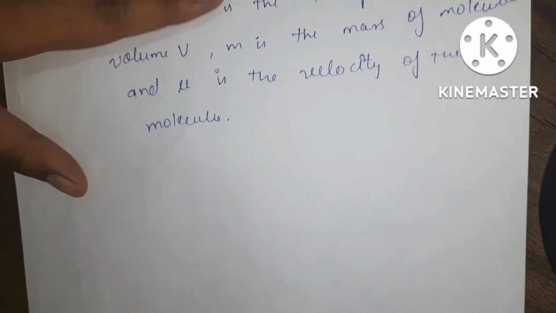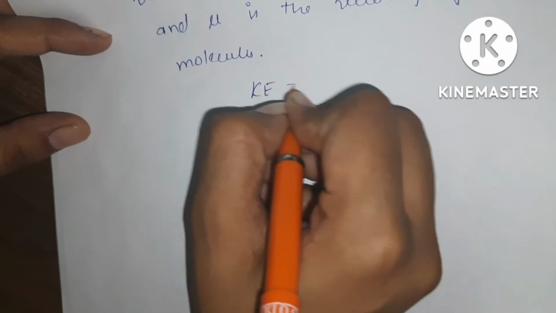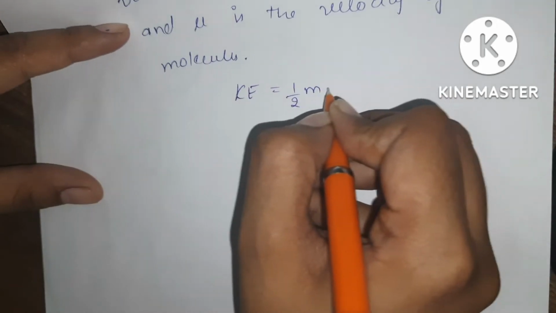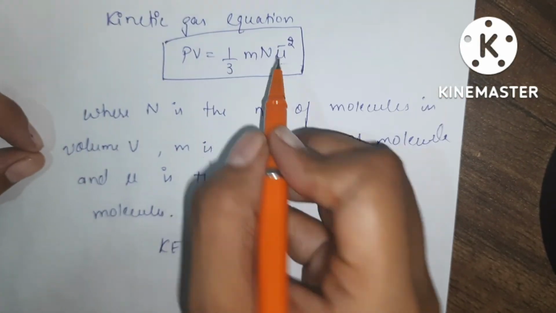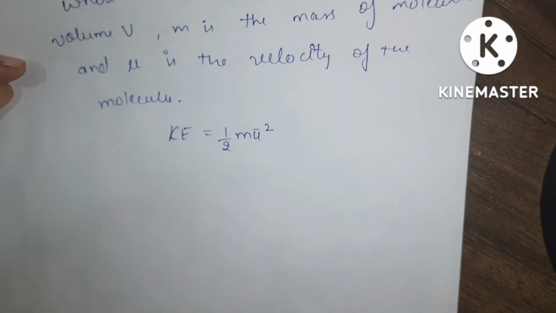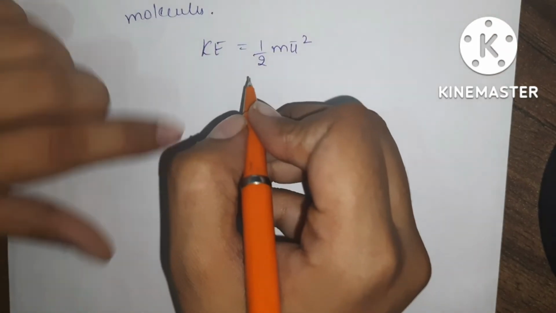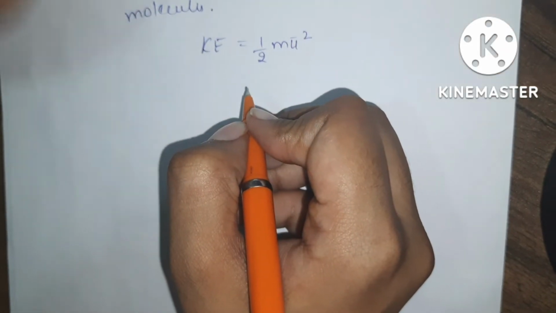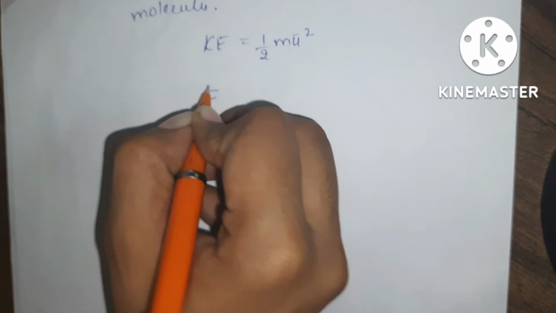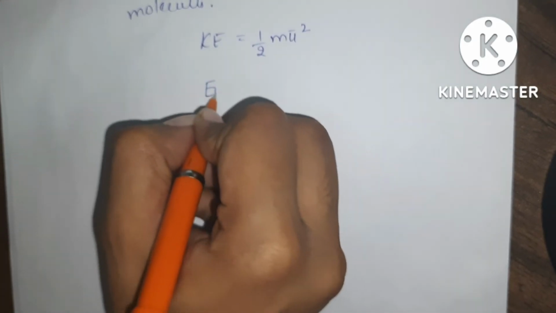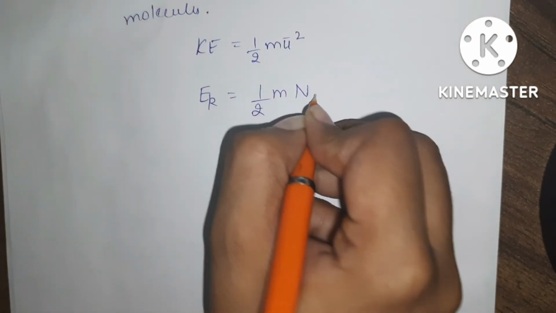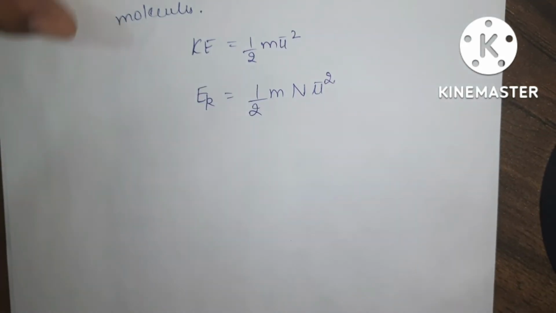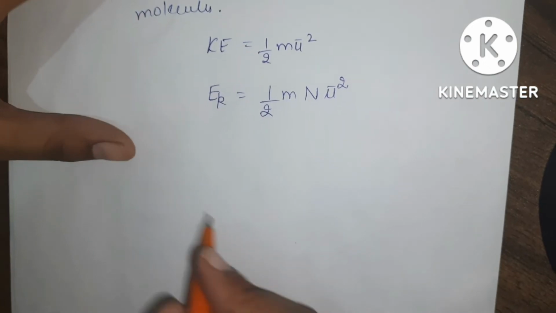Okay, so what is kinetic energy? It is half mv square or half mu square. Here I am taking u bar as the root mean square velocity. So if I am calculating kinetic energy for n molecules, I can write Ek is equal to 1 by 2 m n u square. Okay, so this is the answer.